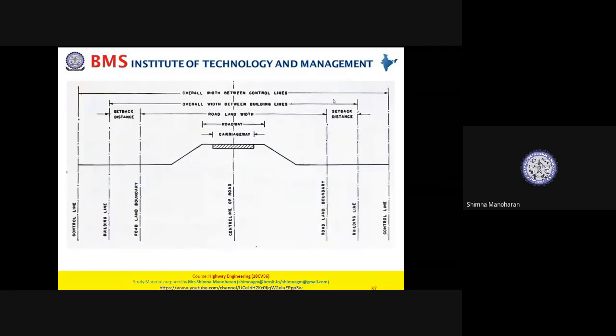So this is from IRC. You have the carriageway, the portion where the vehicles are being carried. Then including the shoulders, you have the roadway. Then you have the road land width. Then you have overall width between the building line, that is nothing but the building line. Then you have overall width between control line, that is nothing but the control line.